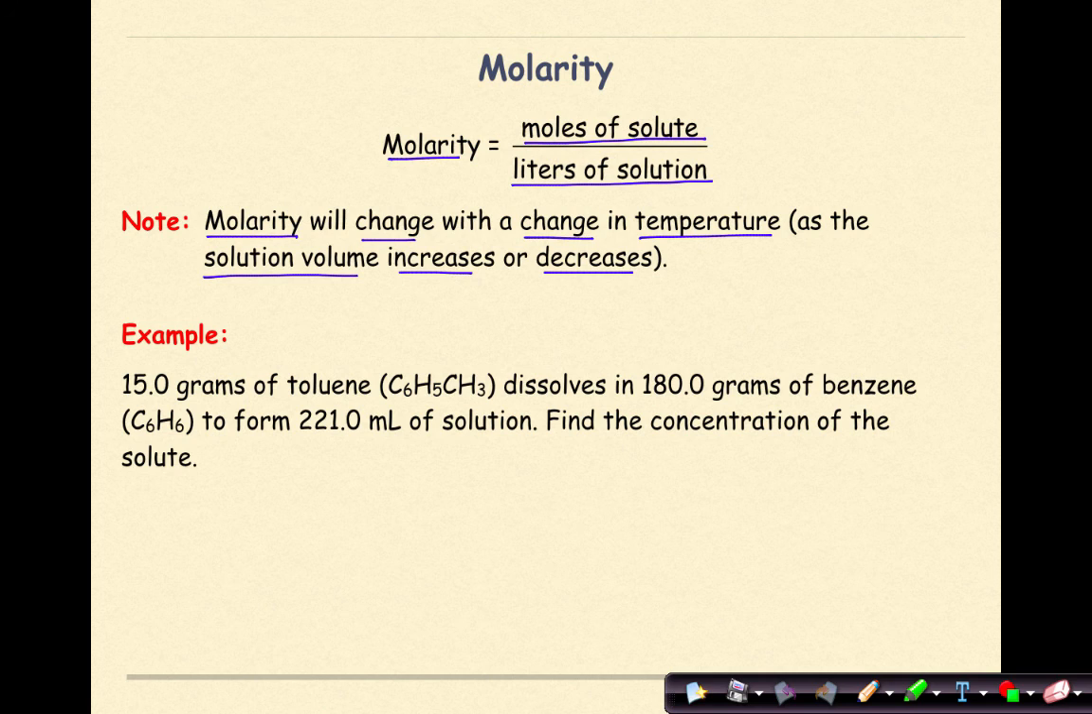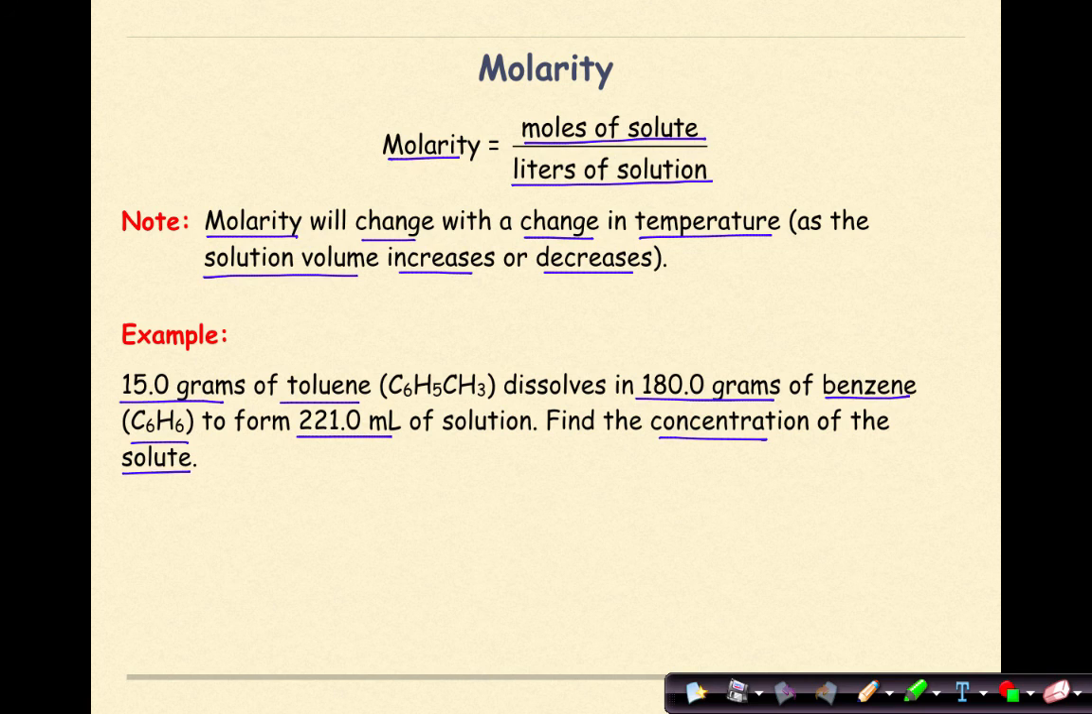Let's look at an example. 15 grams of toluene, C6H5CH3, dissolves in 180 grams of benzene, C6H6, to form 221 milliliters of solution. Find the concentration of the solute.